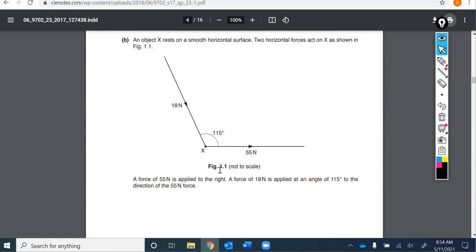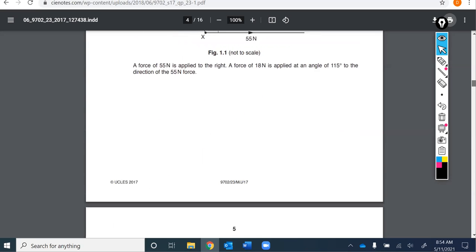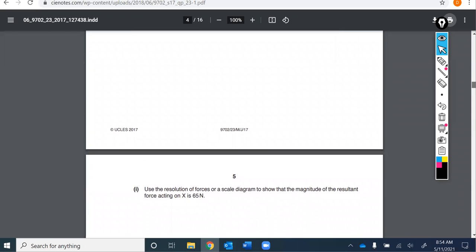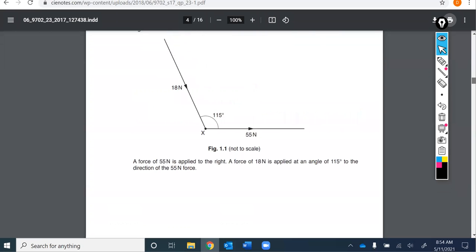A force of 55 newtons is applied to the right. Got it. A force of 18 newtons is applied at an angle of 115 degrees to the direction of the 55 newton force. So here's the object that's being pushed to the right and pushed down like this. So both of those forces are acting on point X like this. But if we wanted to add them, remember we put them head to tail. It says use the resolution of forces or a scale diagram to show that the magnitude of the resultant force acting on X is 65 newtons.